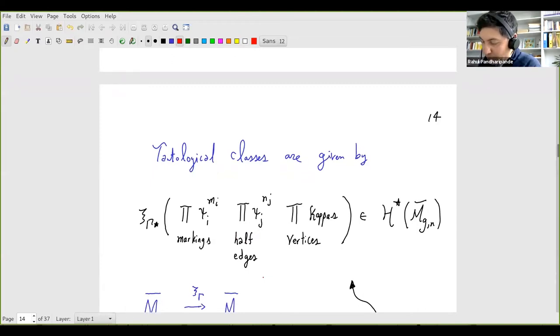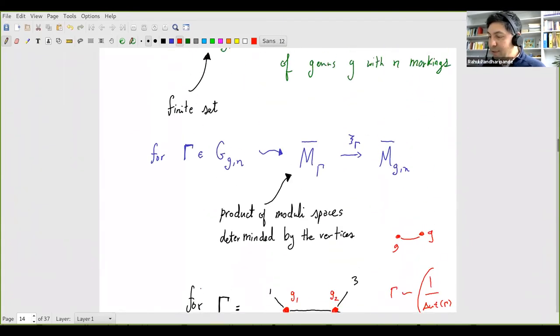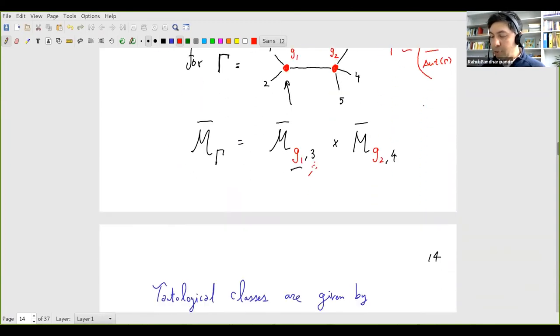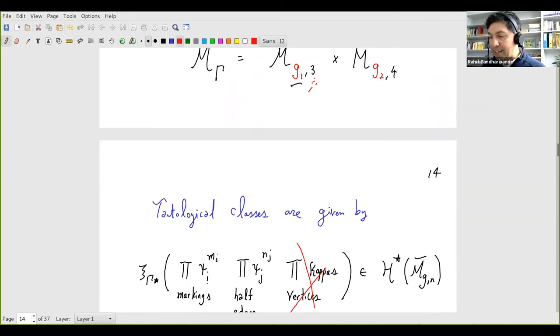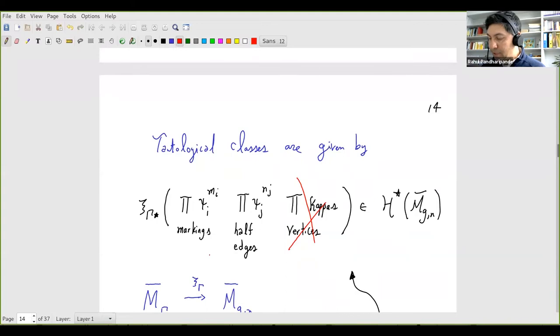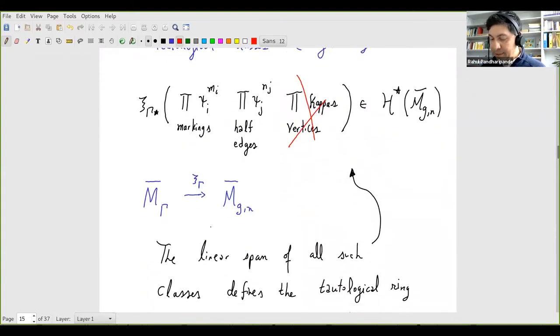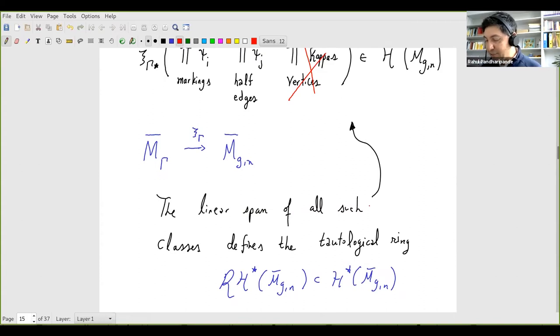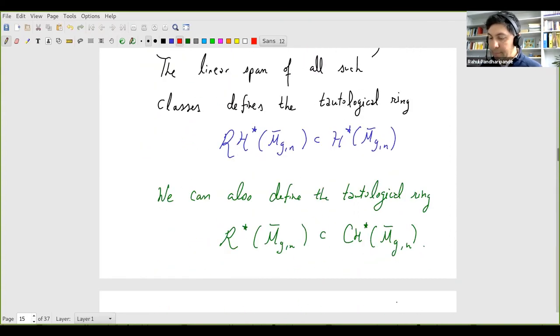And these are all that we're going to need. We're not even going to need these kappas here. So the tautological classes that we're going to need are the push forwards from the strata classes, but not the push forward of just one. That would be the simplest, if we were just pushing forward the fundamental class of the stratum. But we're going to push forward some cotangent line classes on that stratum. And as I said before, the linear span of all such classes actually defines a tautological ring. That's a different direction that we're not really discussing here. You can also, of course, define this in Chow. I should say that the arguments that I'm going to describe all work in Chow.